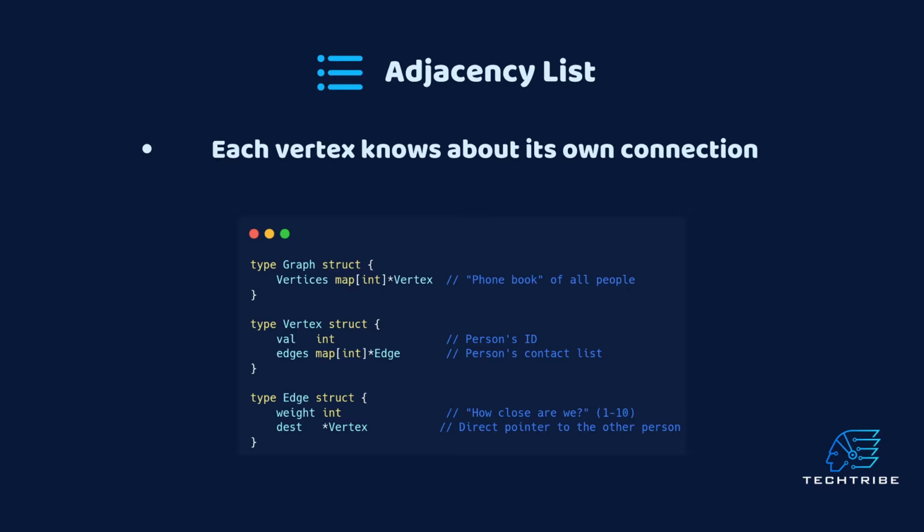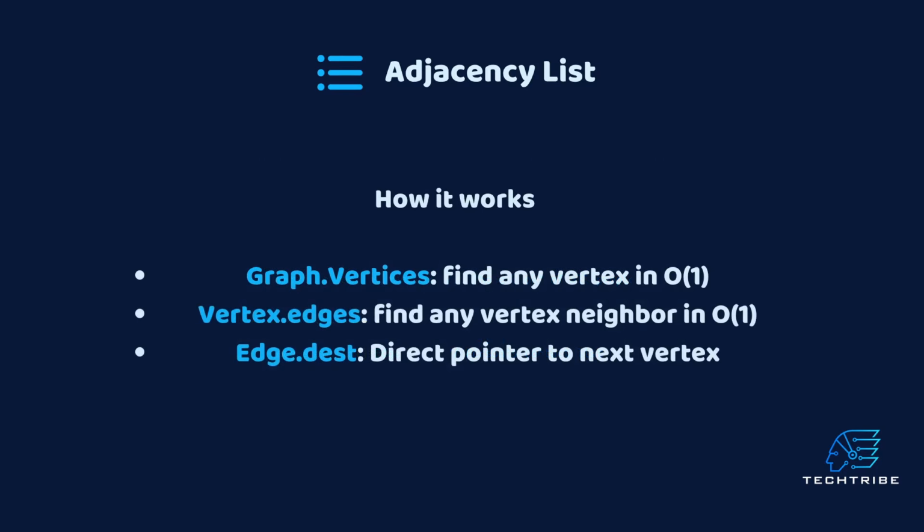The graph is the structure that will contain a map of all the keys of all vertices, and the vertex structure will hold the data of a vertex. In our case, an int value and the map of edges. And the edges structure, which holds the connection between two vertices. In this case, the weight of the edge and the destination vertices. So how does that work? When you access graph.vertices, you'll find any vertex in O of 1.